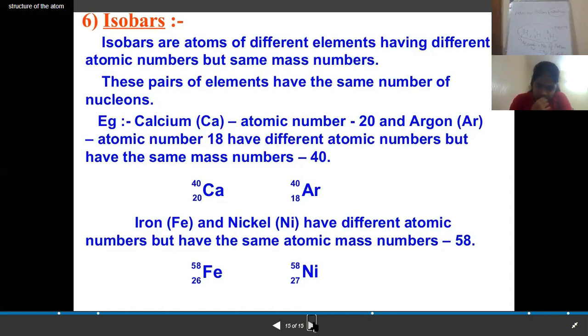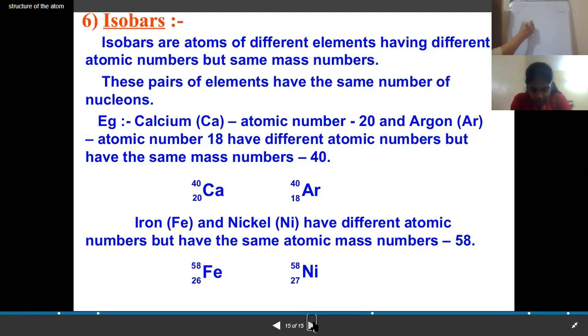Now we are going to discuss another species called isobars. Isobars are atoms of different elements. They are not atoms of the same element. They are atoms of different elements whose atomic number is different, but the mass number is the same. If they belong to different elements, then the atomic number will be different.